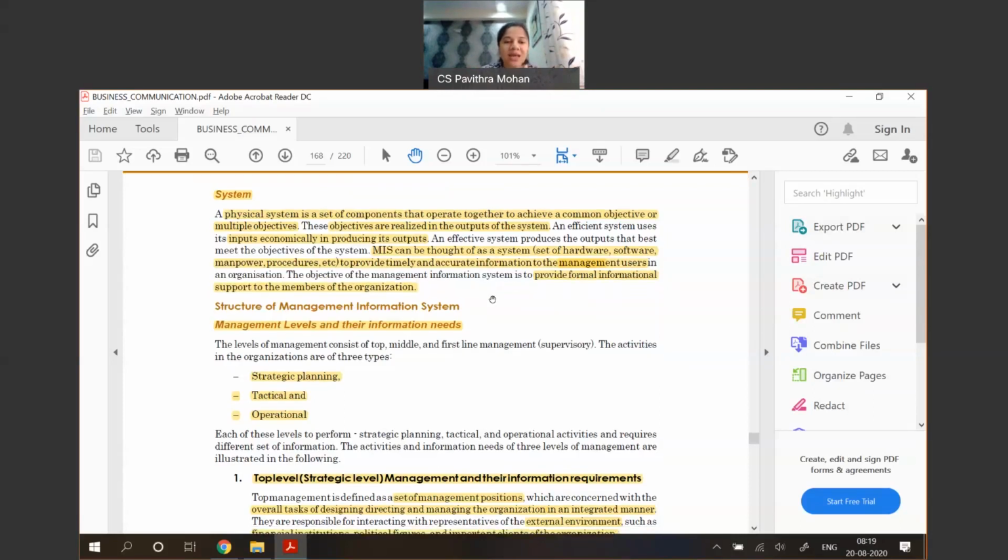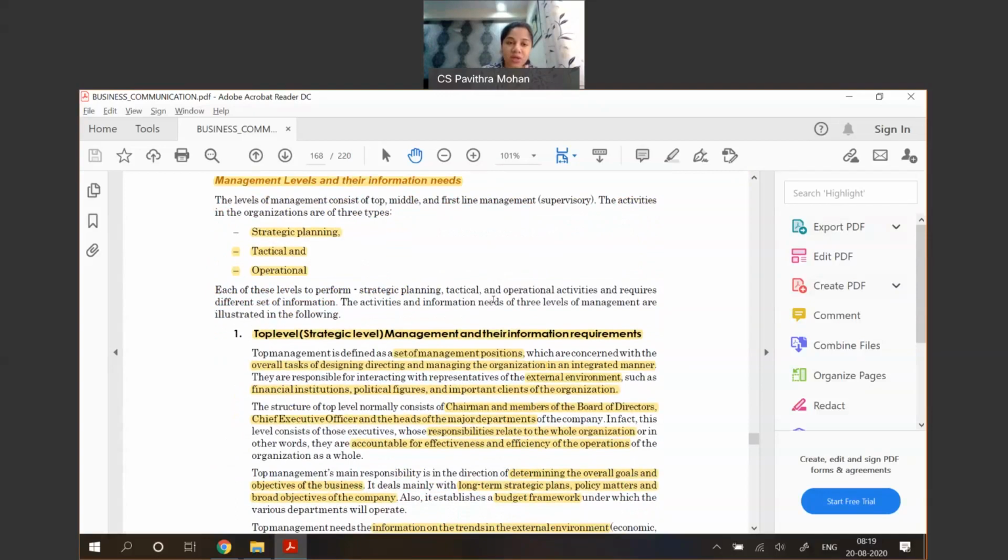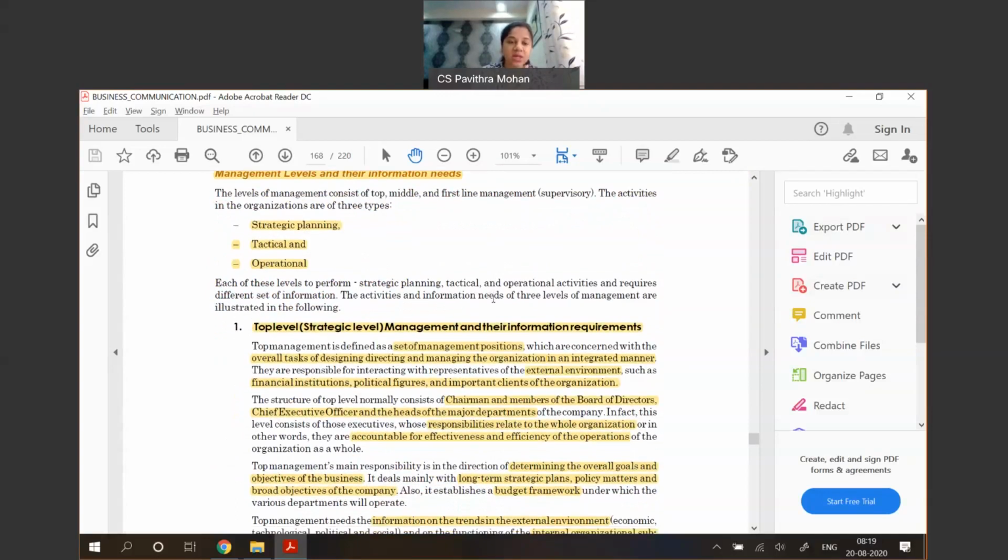So how is MIS structured in an organization? The structure of the organization will be in different levels: strategic planning, tactical and operational. Top level management people will be involved in strategic planning, middle level people in tactical planning, and lower level people in operational planning.